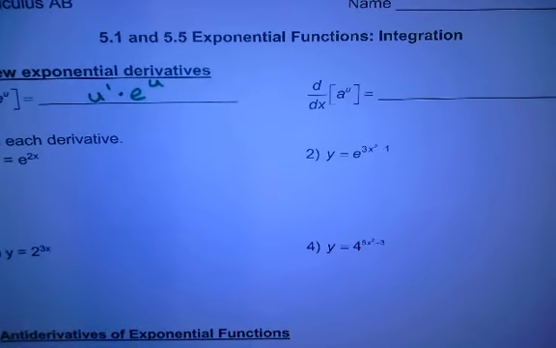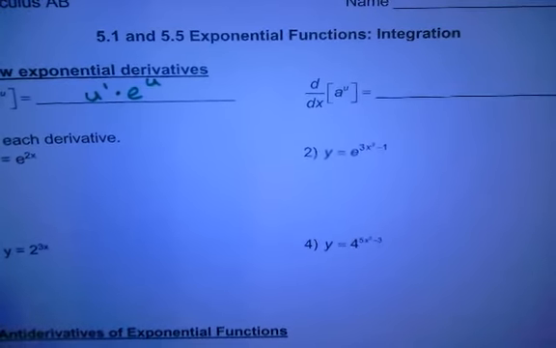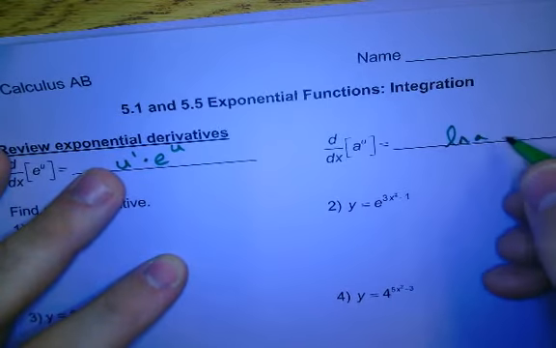This a is like a number. Like if that was 2 to the u, does anybody remember what that one is? It's ln a. So the derivative of a to the u is a to the u times ln a.